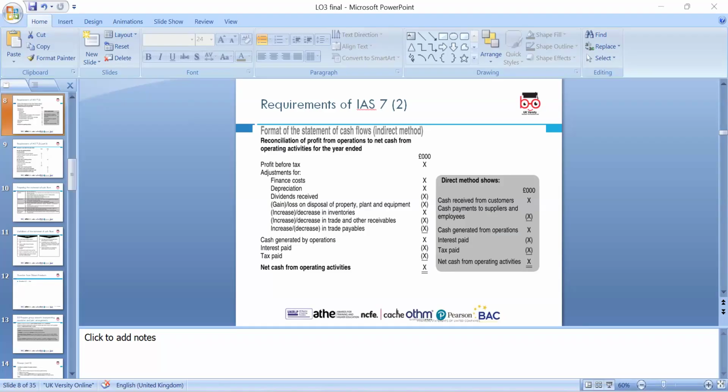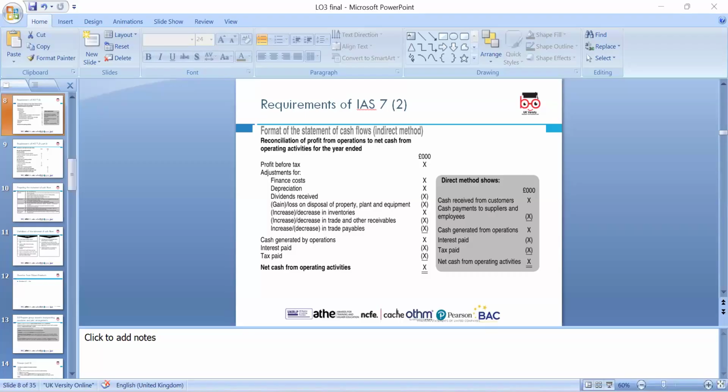The gain on the disposal of an asset comes under the investing activity, not under the operating activities. Increase and decrease in inventories, we need to make an adjustment there. Trade receivables, previous year and current year, we need to make an adjustment there. And the increase or decrease in trade payables, all these are operating activities which happen throughout the year. And the cash generated from operations, interest paid during the year, and we minus the tax paid. So that's the net cash from operating activity.